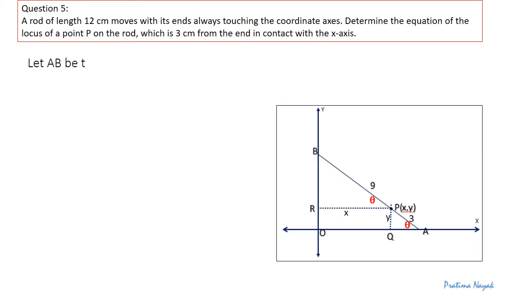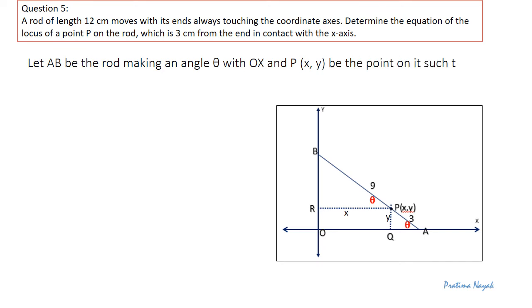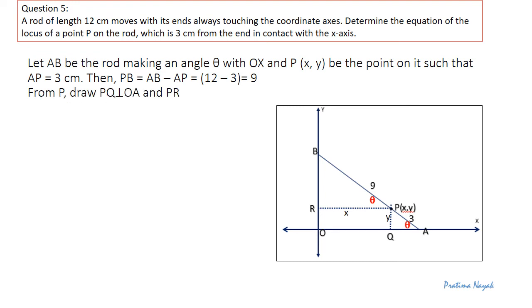Please see the figure. Let AB be the rod making an angle theta with OX, and P(x, y) be the point on it such that AP is equal to 3 centimeter, then PB will be 12 minus 3, that is 9 centimeter. Now from P we'll draw two perpendiculars, one is PQ on OA and PR on OB.